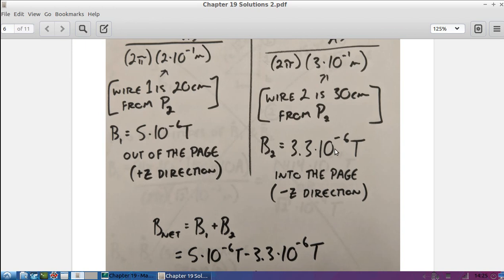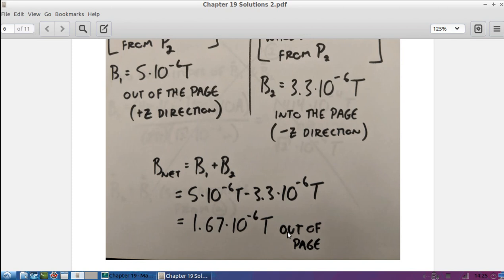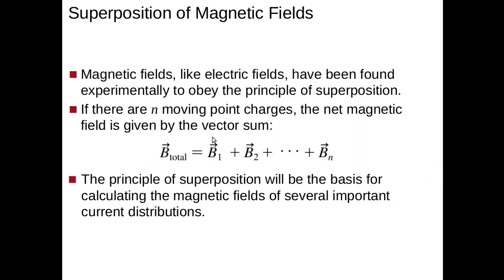So I'm adding B1 and B2, keeping in mind that B2 is in the negative z direction. So it's actually B1 plus, it's 5 times 10 to the negative 6 Tesla minus 3.3 times 10 to the negative 6 Tesla. And again, I have a net magnetic field that's positive. So the net magnetic field is out of the page, and its magnitude is 1.667 times 10 to the negative 6 Tesla. So this is kind of a good one-dimensional magnetic field vector problem, because our B fields are either going into the page or out of the page. So it's a nice one-dimensional magnetic field addition problem.